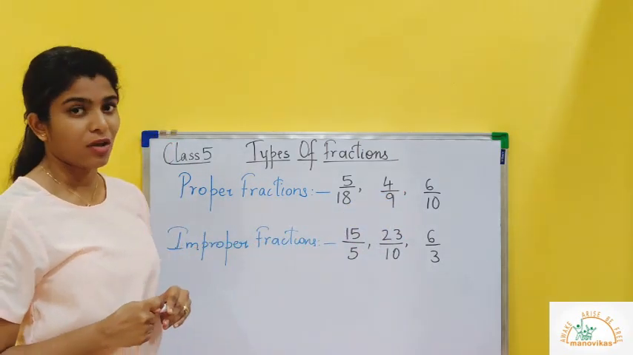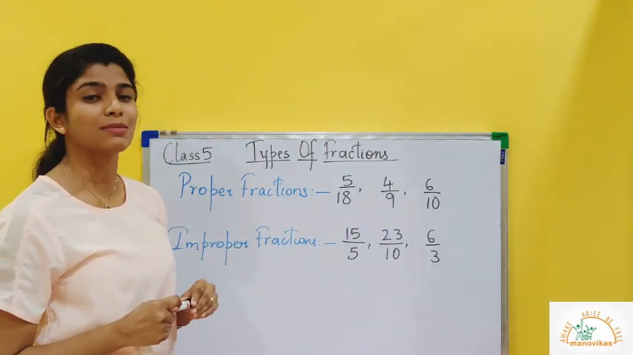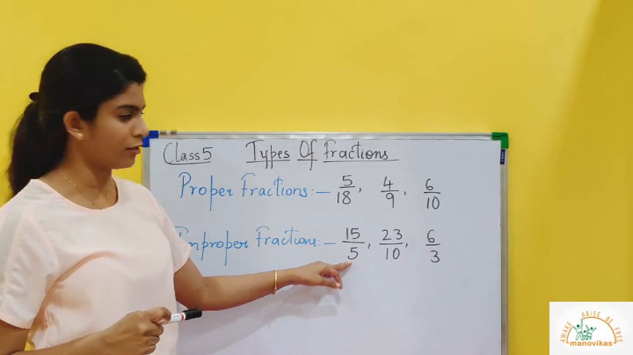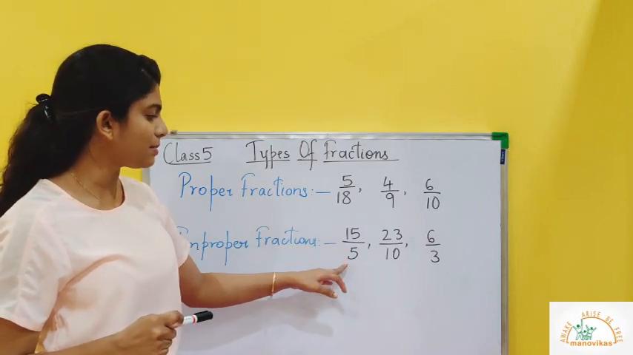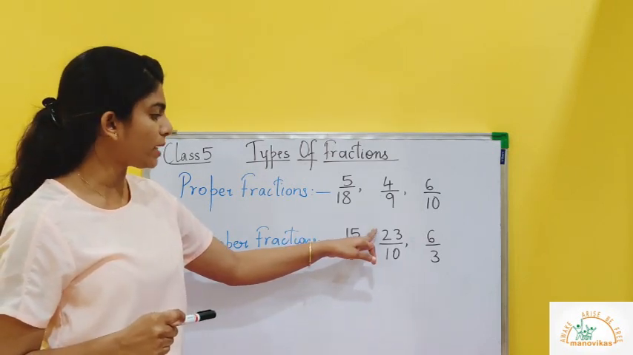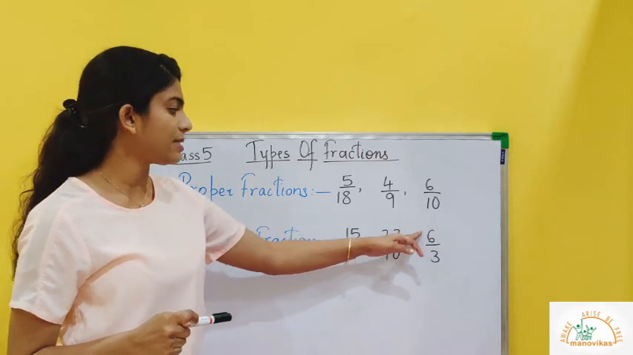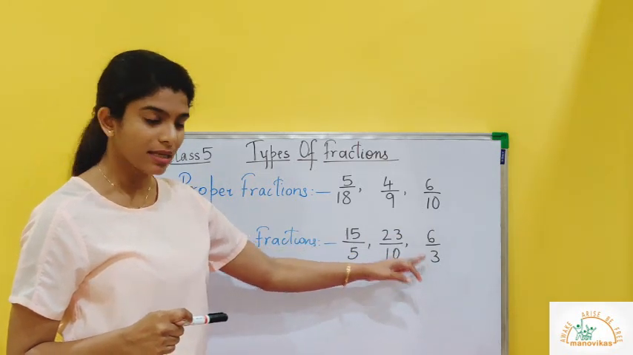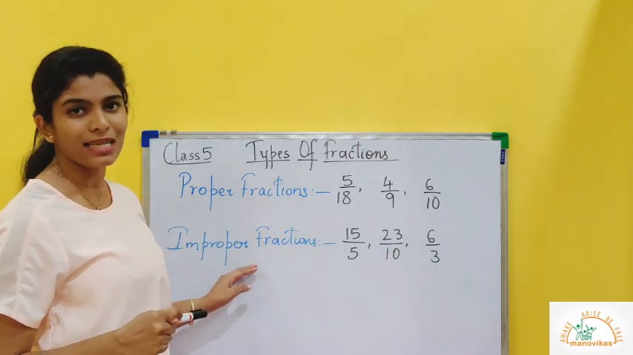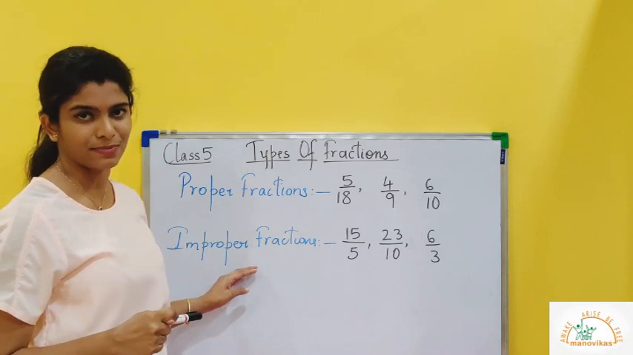Improper fractions are those wherein the numerator is more than the denominator. If you see here, 15 is greater than 5. 23 is greater than 10. 6 is greater than 3. This type of fractions are called improper fractions.